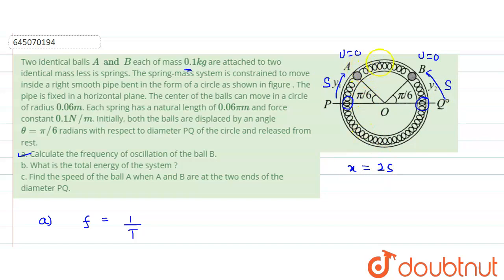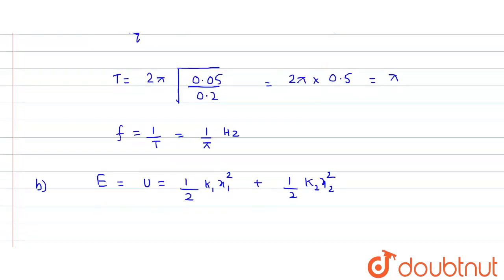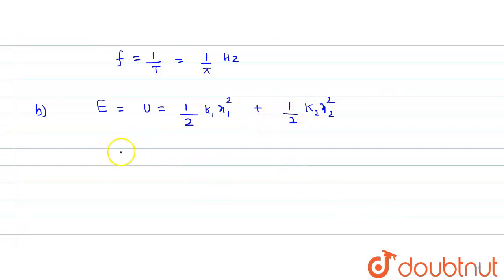Now this would be the same as the compression of this spring. Why? Because the balls are connected together. So the elongation of one would be equal to the compression of another. So we can say that our x1 would be equal to x2. One would be elongation and one would be compression, but magnitude wise they would be the same. Now the spring constant is also the same, elongation is also the same. So we can say that our total energy would be equal to 2 times 1 divided by 2 k into x square.